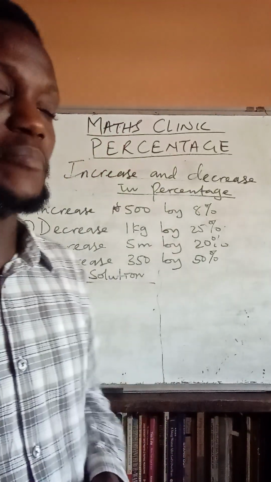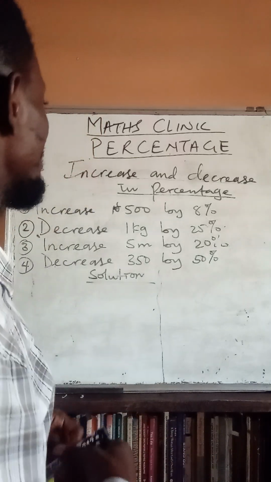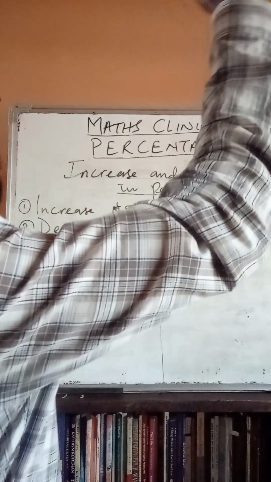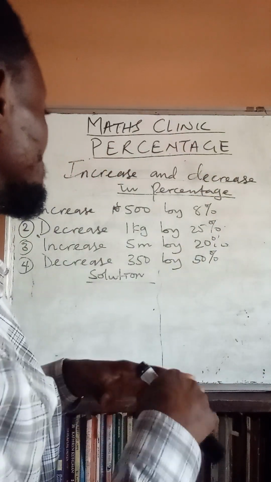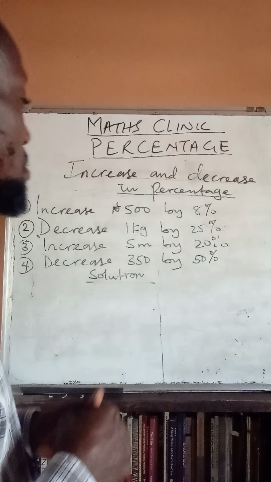Increase and decrease in percentage. Now, as the name implies, increase means to increase, while decrease means to decrease or reduce. Okay. Now, increase 500 naira by 8%.